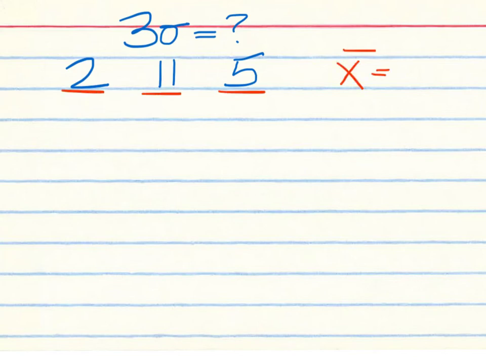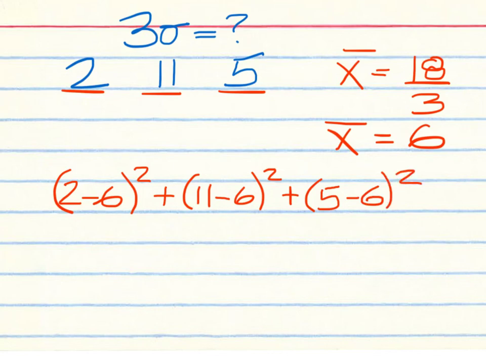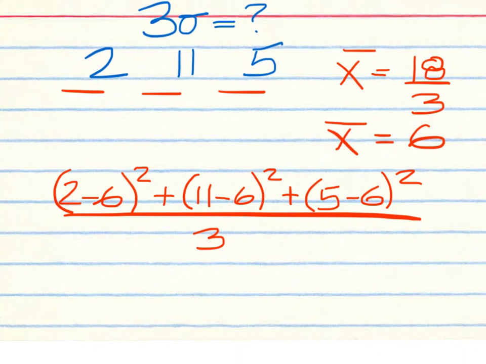Your numbers are 2, 11, and 5. You're looking for the third standard deviation. Add them up to get 2, 13, and then 18. So the average is 18 divided by 3, which is the number of numbers. Average is 6. 2 minus 6, square the difference. 11 minus 6, square the difference. And 5 minus 6, square the difference. Divide by 3.